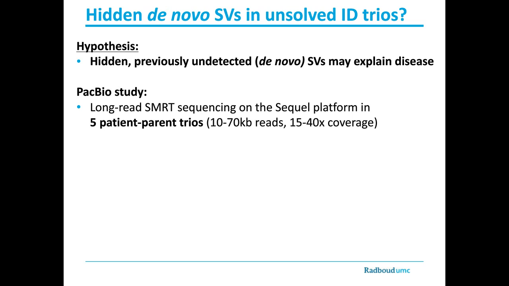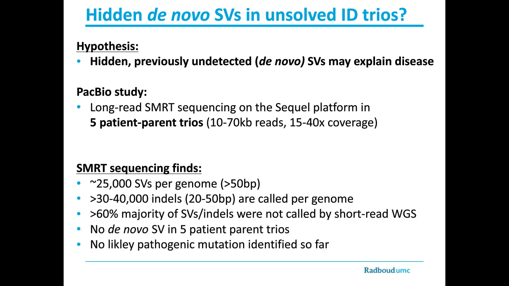We found a lot of novel things by doing long-read sequencing in those samples. And here's just the highlight of our findings. So we find roughly 25,000 structural variants that are 50 bases or larger per genome. In addition, we even find up to 40,000 indels that are between 20 and 50 base pairs in size. If we compare that to standard Illumina sequencing, usually 60% or more of those events have not been called initially by the short-read genomes. However, to our own disappointment, we were not able to find a single de novo structural variant in any of those 5 patient-parent trios. And we also did not find a likely pathogenic mutation in any of those cases so far.